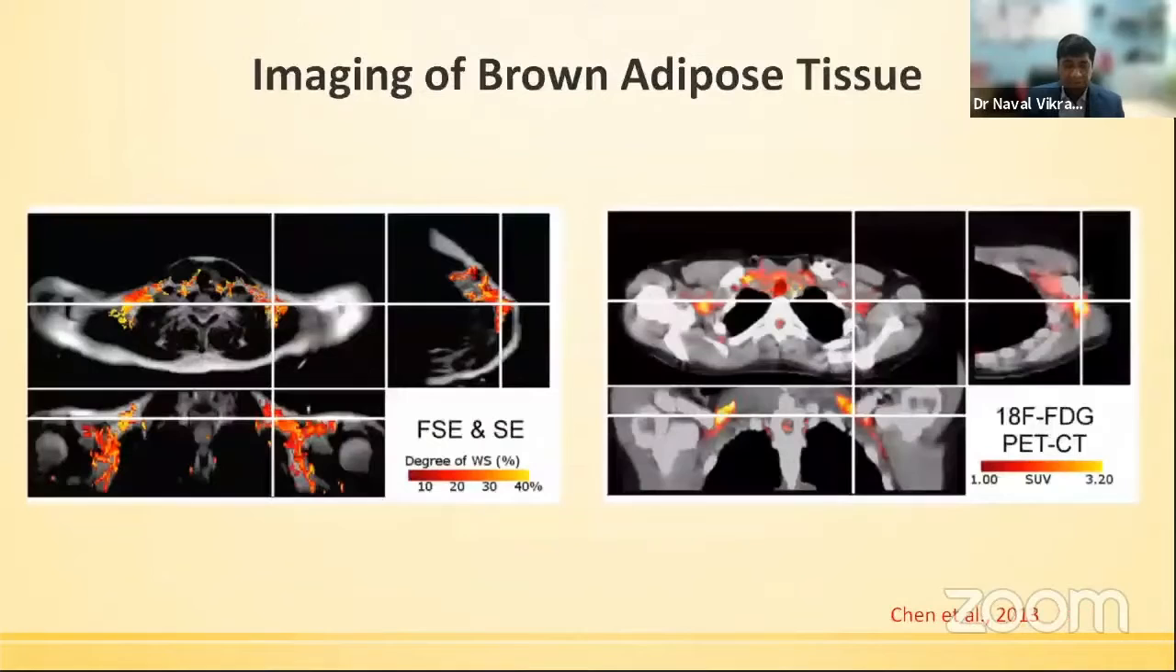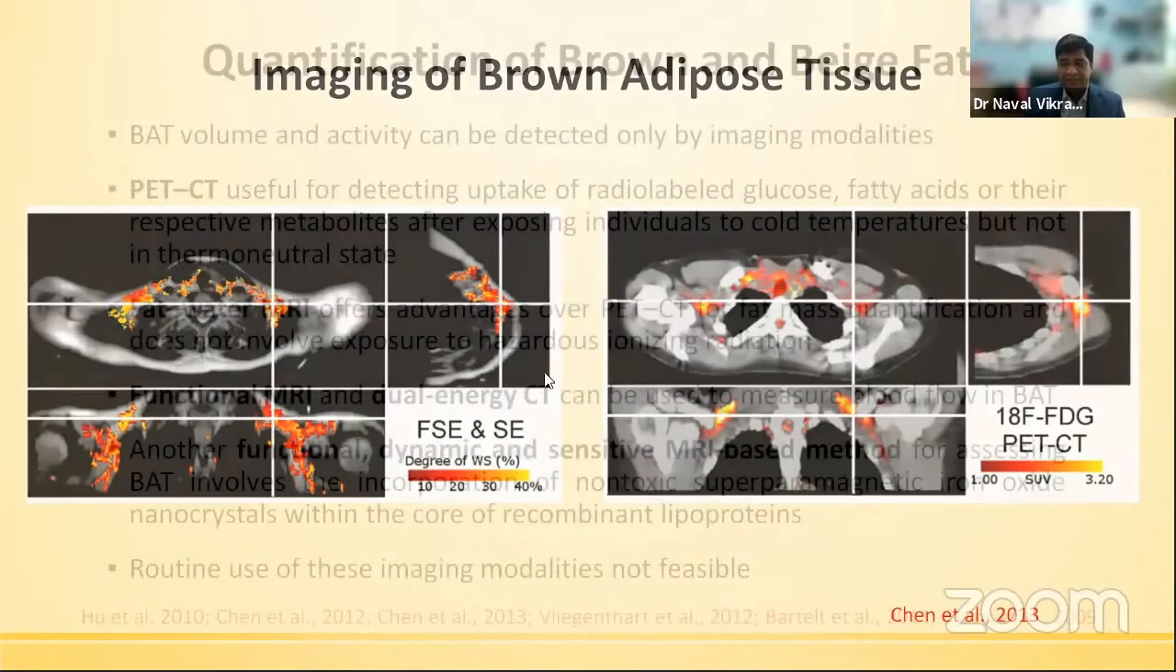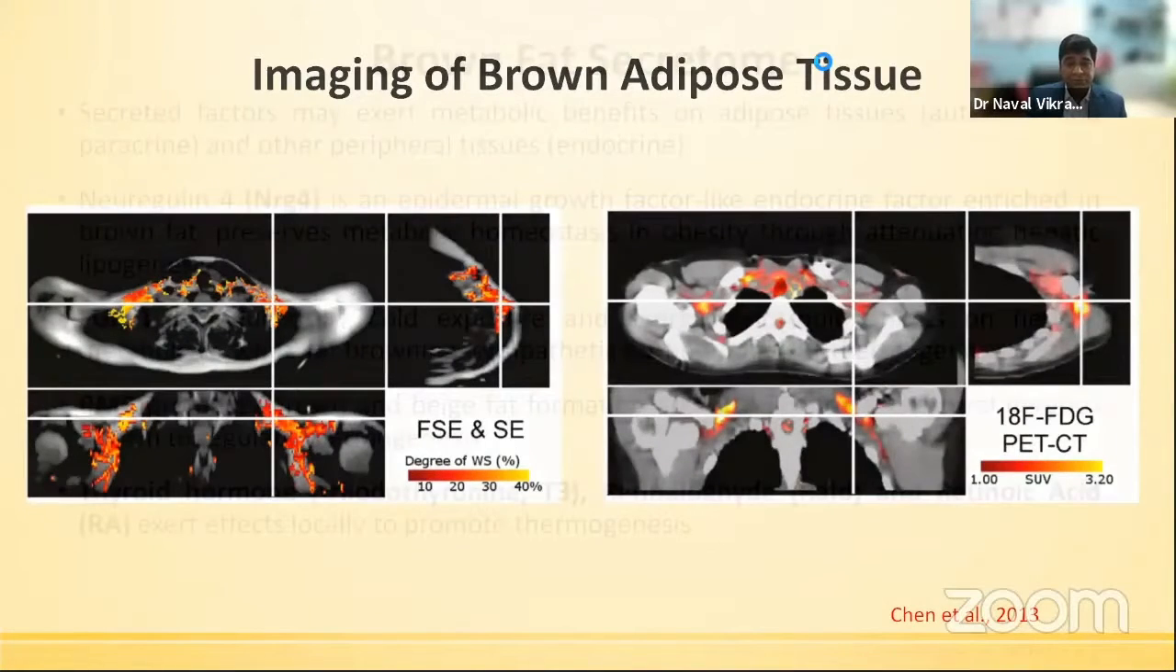So this here just shows, on the left side we have the MRI, and on the right side we have the PET scan showing the presence of brown adipose tissue.